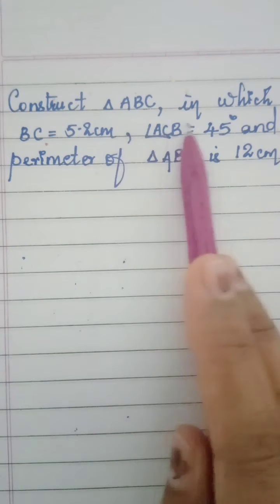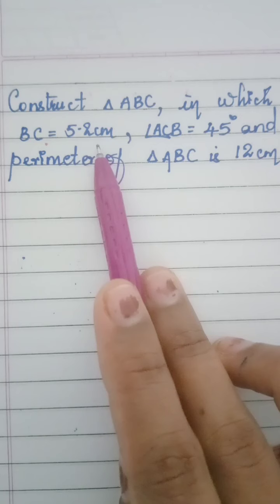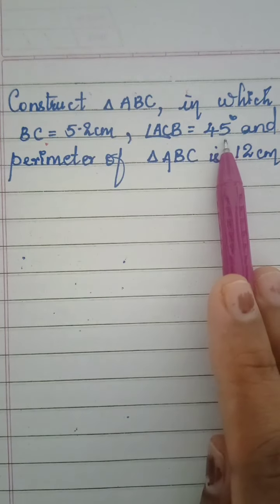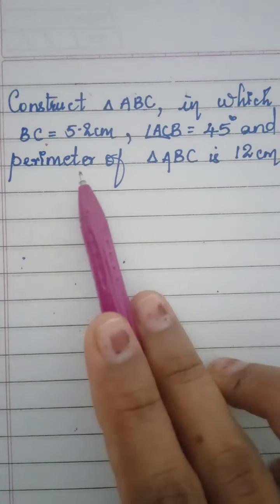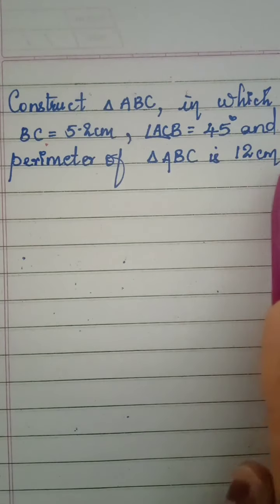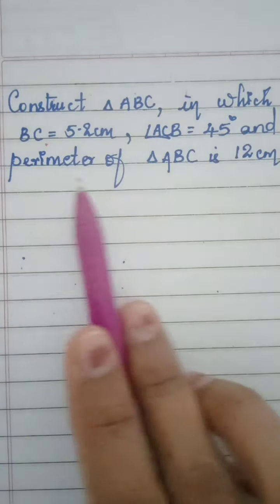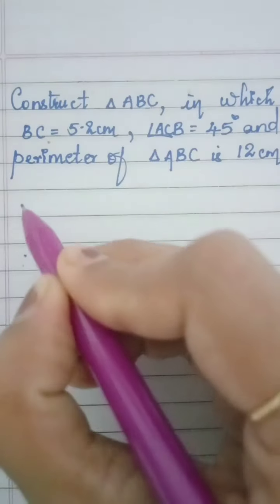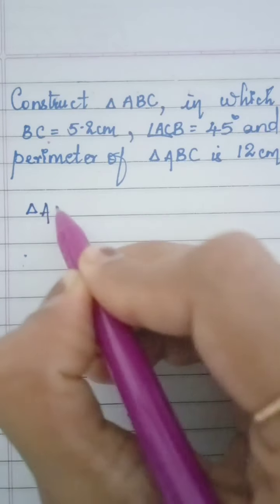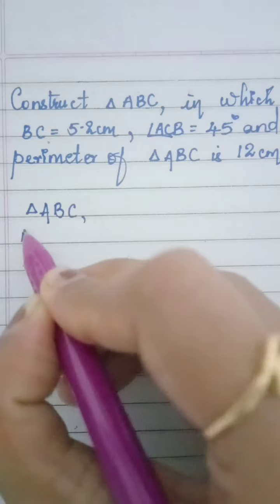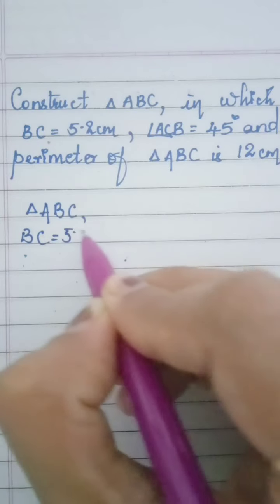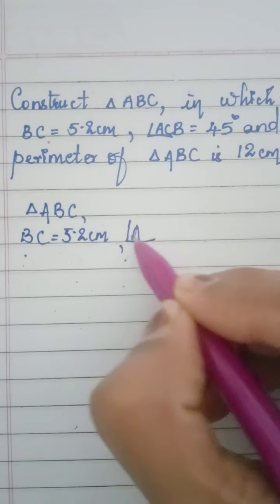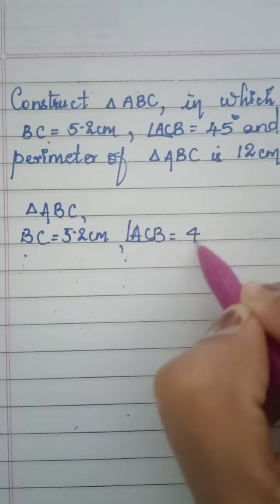I would like to explain question number 4 as it is a little bit different. Construct a triangle ABC in which BC is equal to 5.2 centimeter, angle ACB equal to 45 degree and perimeter of the triangle is 12 centimeter. Perimeter means what, children? Addition of all three sides. So let me write what is given in triangle ABC. We know BC as 5.2 centimeter. Then we know angle ACB is equal to 45 degree.